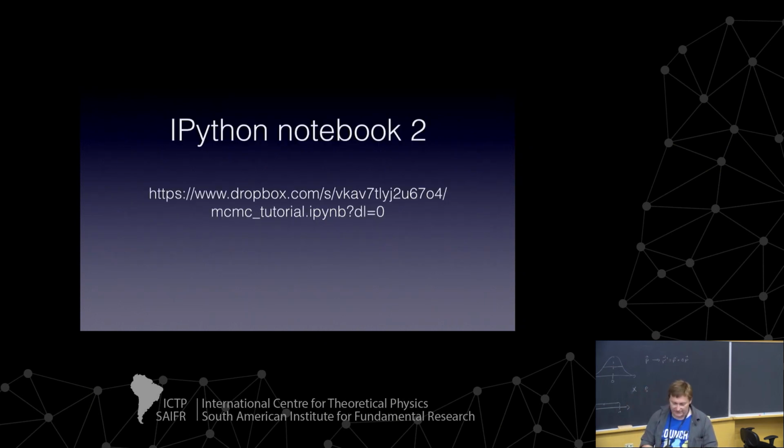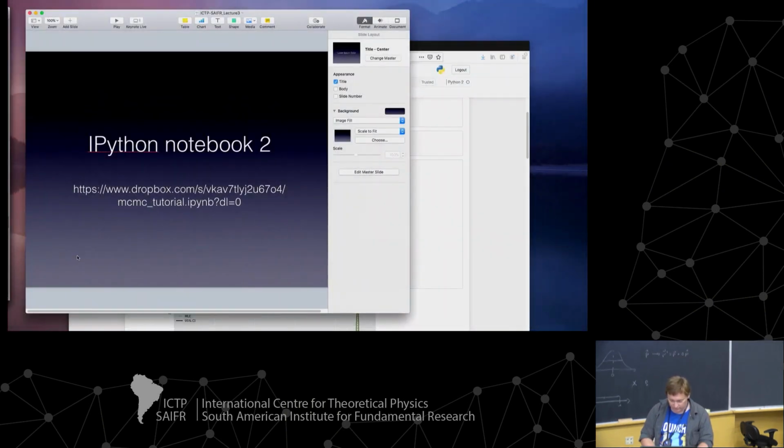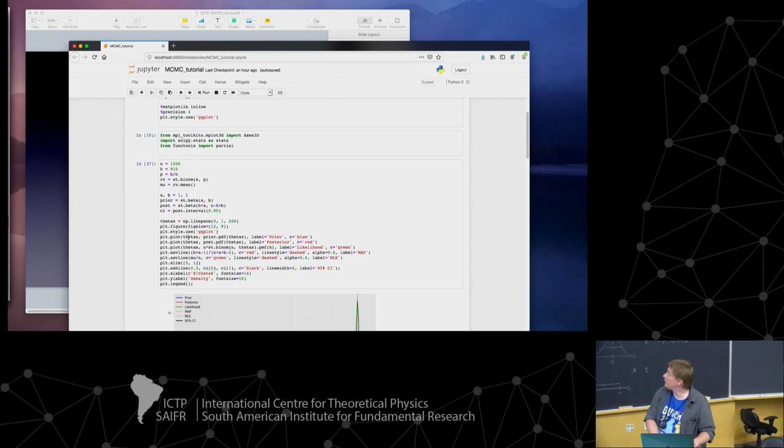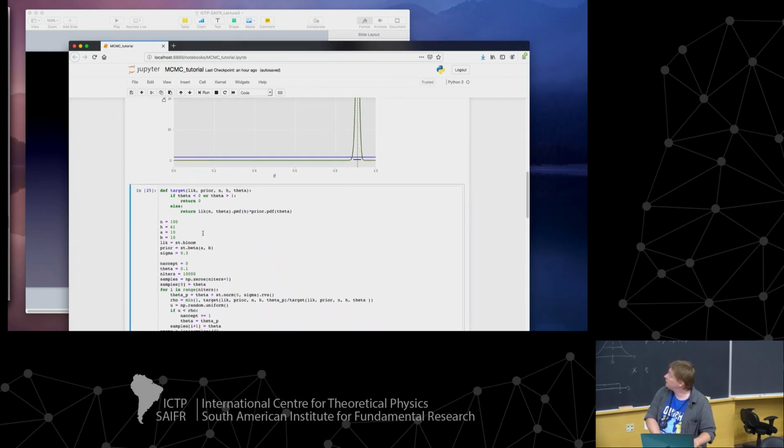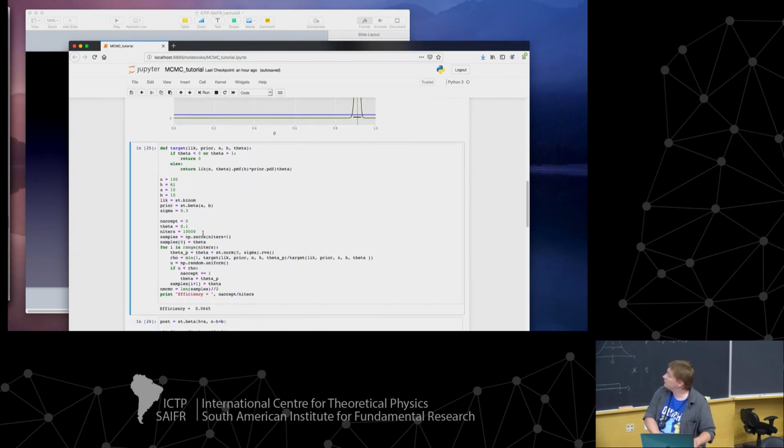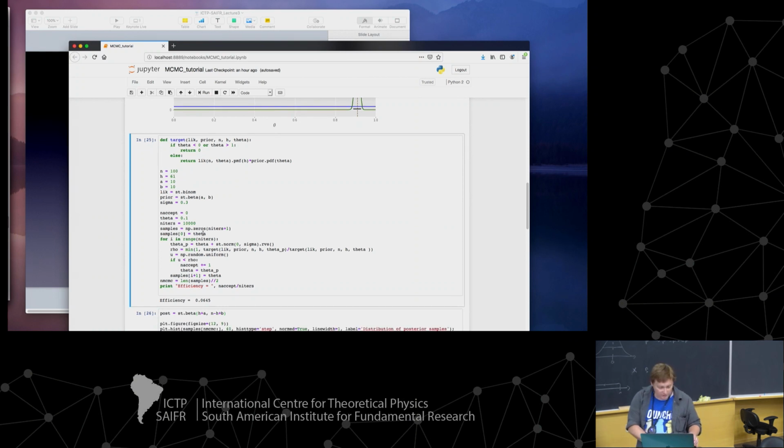And that should happen if you just scroll further down in your notebook. That should be there already. Okay, because it's already late.